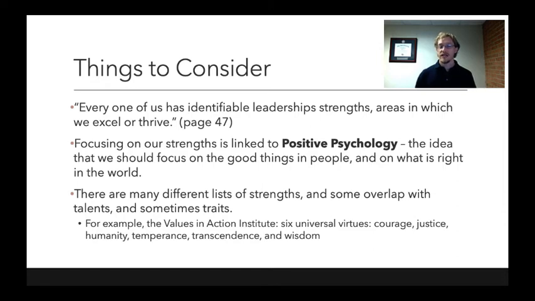The Values in Action Institute lists six universal virtues, and these are a little bit different, I think, than strengths. But I'll mention these because I like them. They have to do with moral strengths: courage, justice, humanity, temperance, transcendence, and wisdom. These are all good things. These are probably things that all of us should strive for, but they don't really include all of the strengths. So we're going to use a different list when we take our survey and try to figure out what strengths we have.